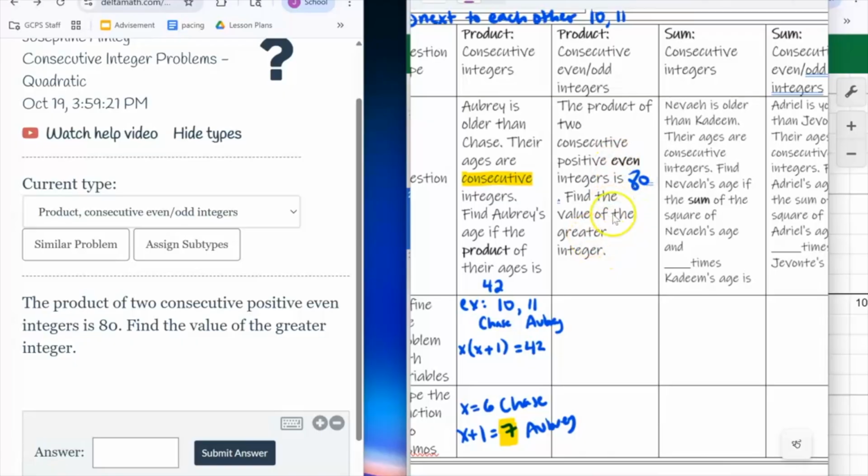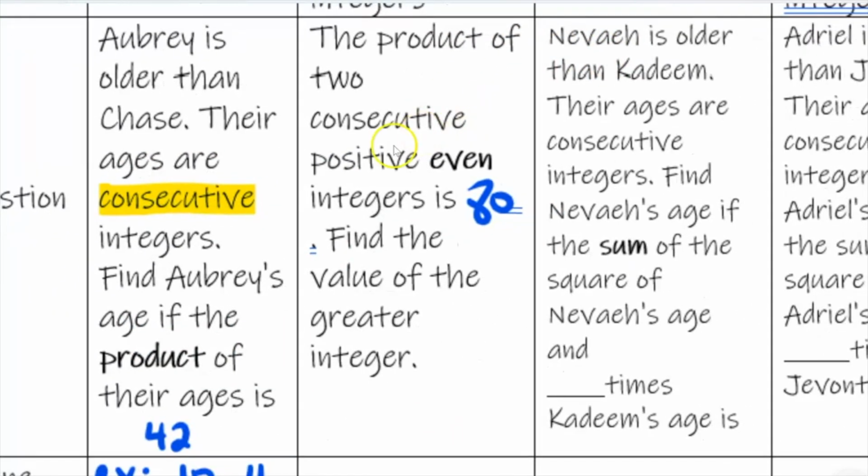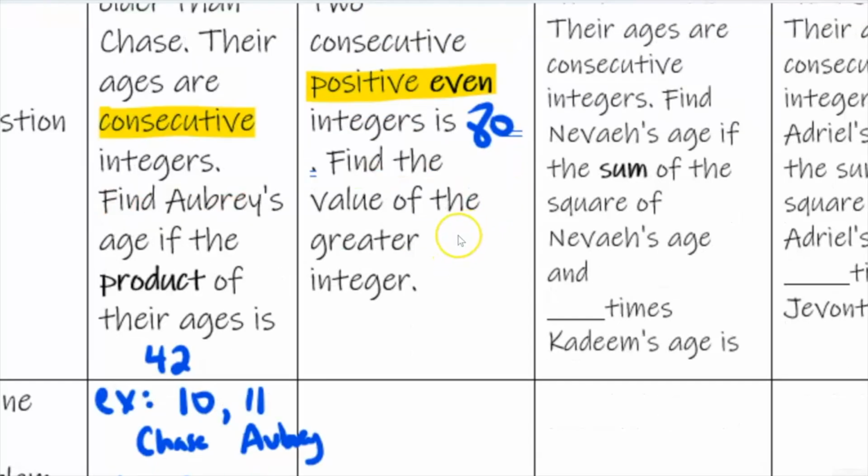All right, so let's talk about in numbers what this means. The product of two consecutive positive even. So think about that. It has to be positive and they have to be even. What are even numbers? 2, 4, 6, 8. Who do you appreciate? All right, so let's talk about even numbers.